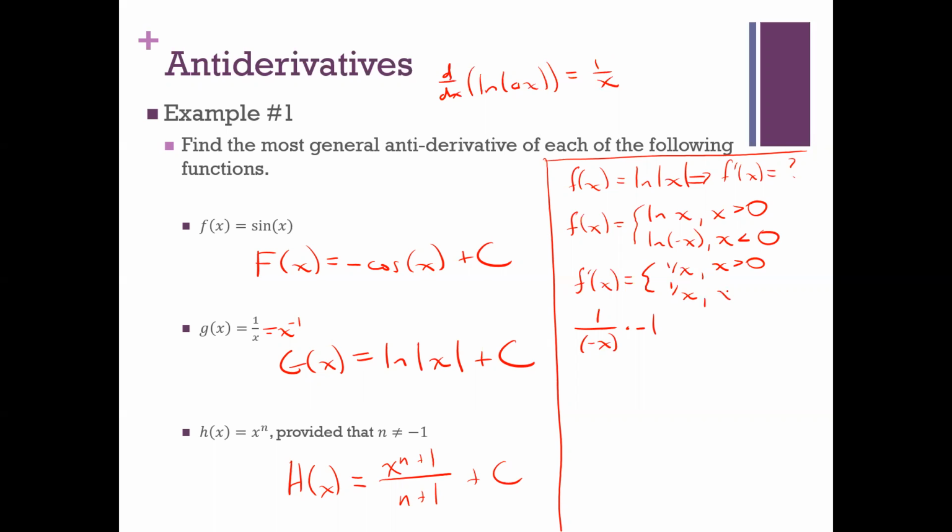So because of this, basically what we have here is that, because really what's going on here is this f of x, f prime of x is equal to 1 over the absolute value of x.